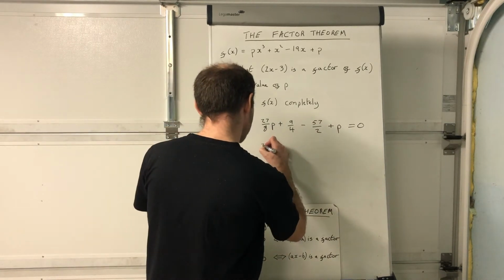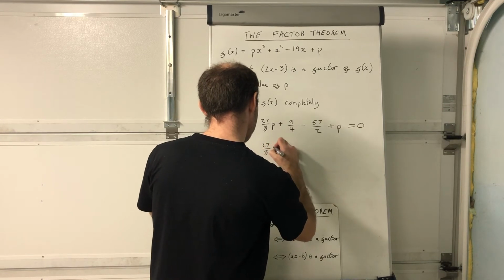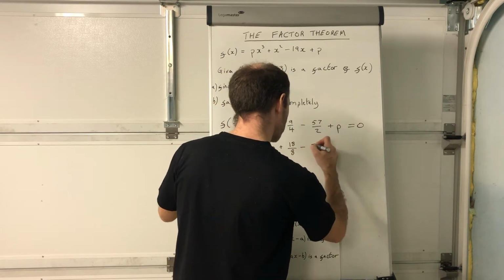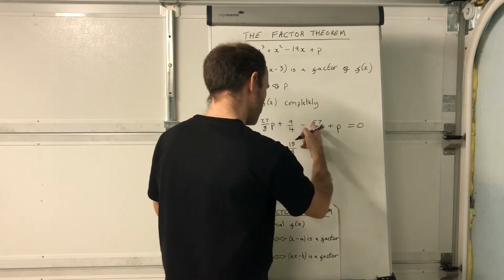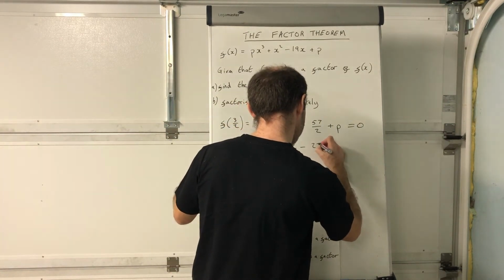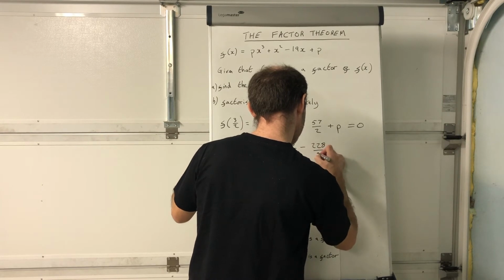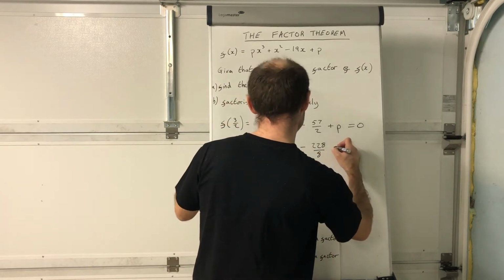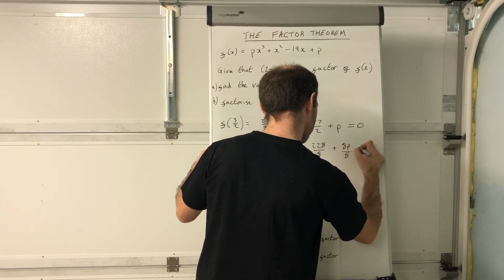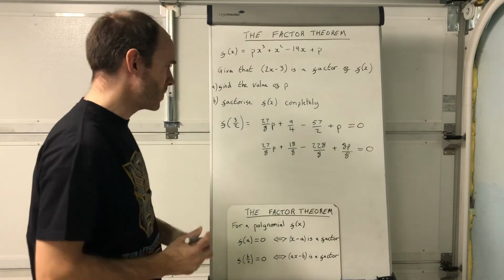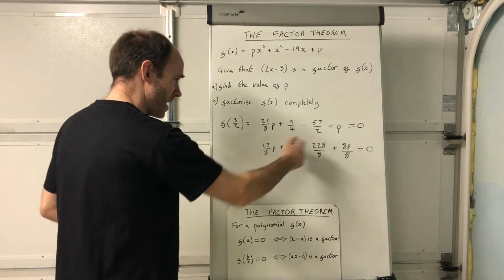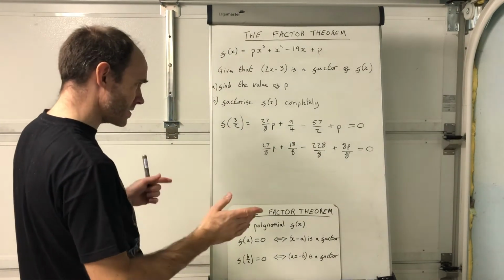So 27 over 8 p plus, that would be 18 over 8, and that would be subtract, times that by 4, 57, 114, 228 over 8, and then plus p. Should we write that as 8p over 8? Yeah, equals 0. Or if you didn't want to go for the common denominators, you could have just multiplied both sides by 8 if you wanted to. I'm going to do that now. The next step, multiply both sides by 8.